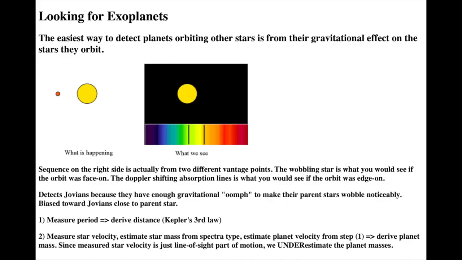Newton's form of Kepler's third law gives us the total combined mass of the star plus exoplanet. If we know the star's spectral type, we can estimate the star's mass, and we can estimate the exoplanet's velocity from the orbit size and period. This will enable us to derive the exoplanet's mass. However, since the measured star velocity from the Doppler effect is just the line of sight part of the motion, the radial velocity, the derived exoplanet's mass is just a lower limit. That is, the exoplanet could be more massive than what we derive from the Doppler technique.